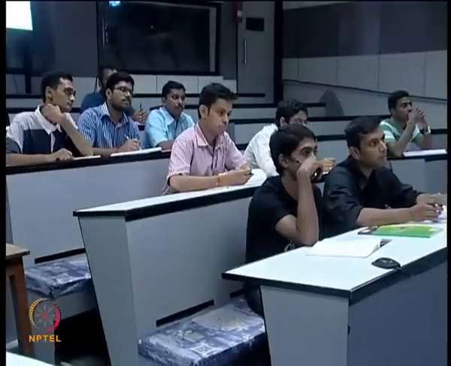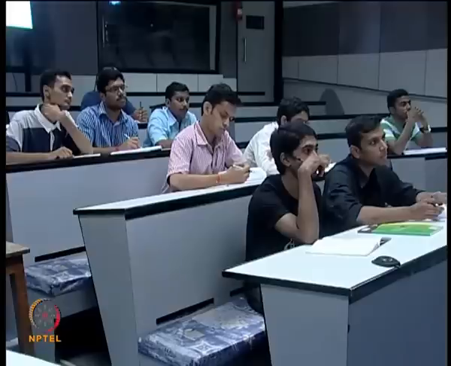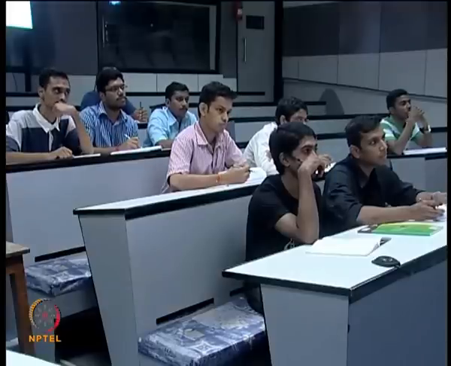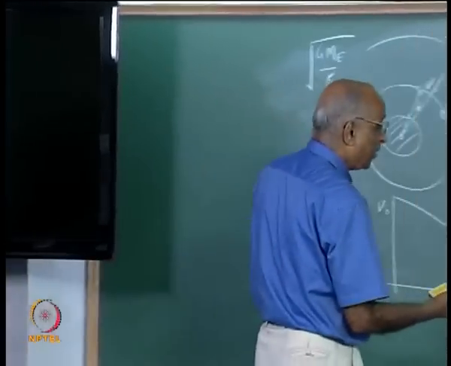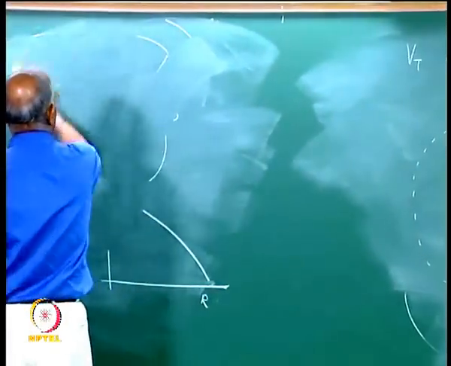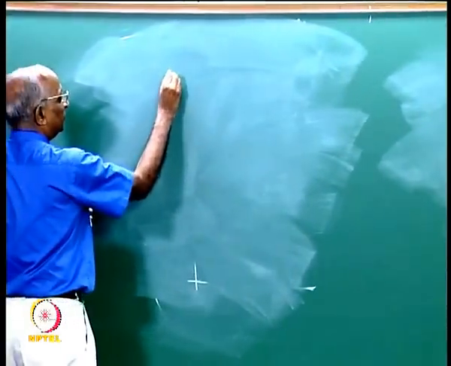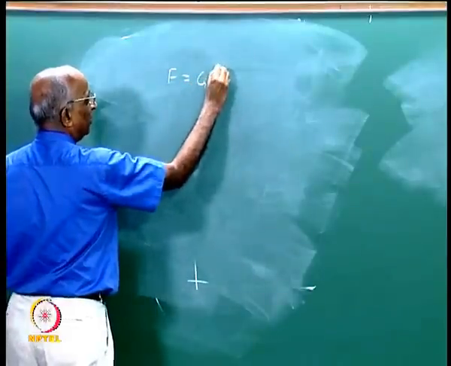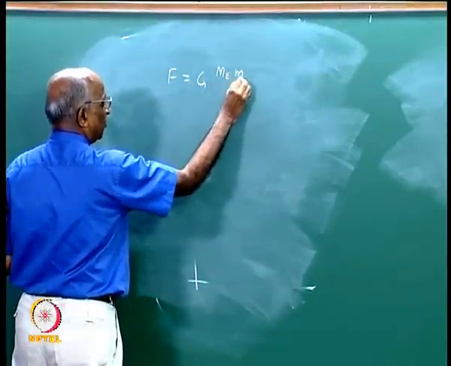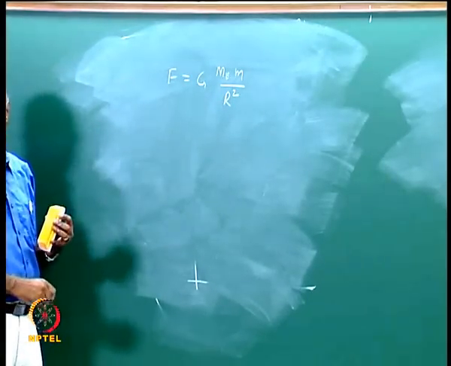I want the work which is required. And what is work? Work is equal to force into distance. What is the force? Yes, you have to overcome the gravitational force. Therefore, let us put it together. We find that the force is equal to G, mass of the earth, mass of the body, divided by r square, at any radius r.